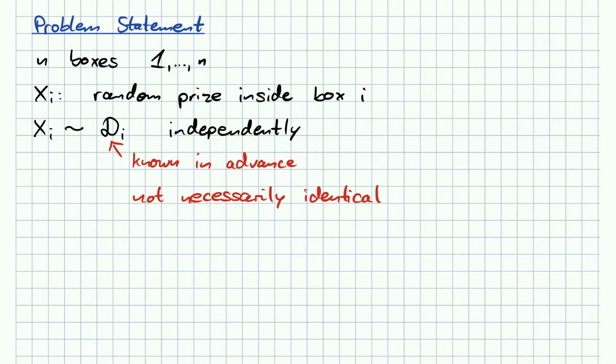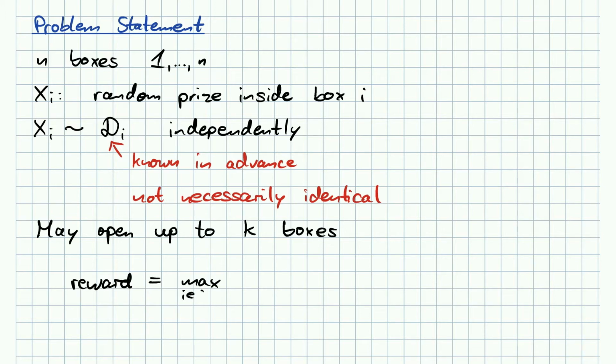And what is now different from Pandora's box? We may open up to k boxes, and our reward will be simply the maximum of all X_i in boxes that we opened. So opened is just a subset of 1 through n. Those are the boxes that we open.